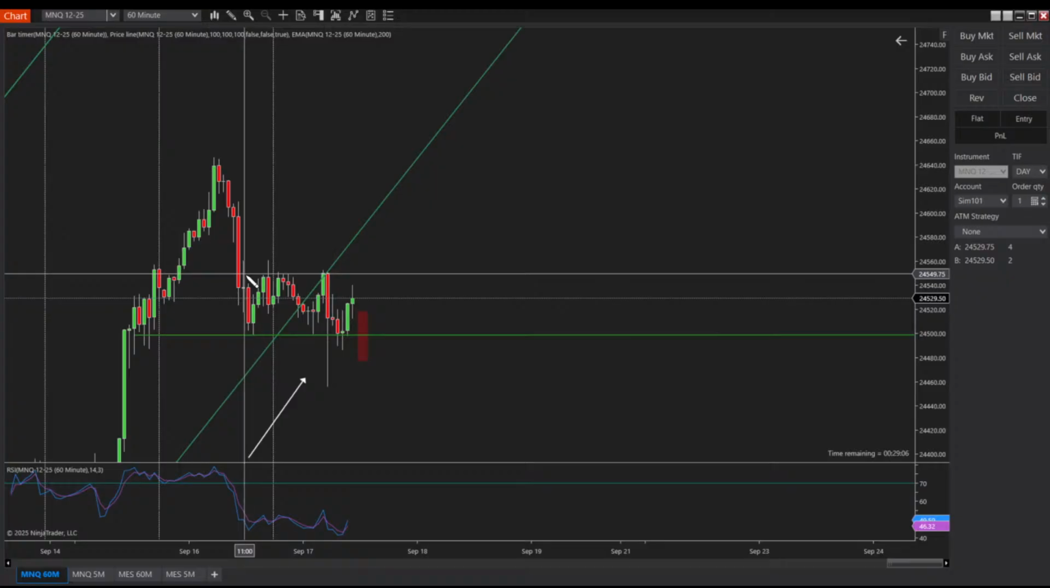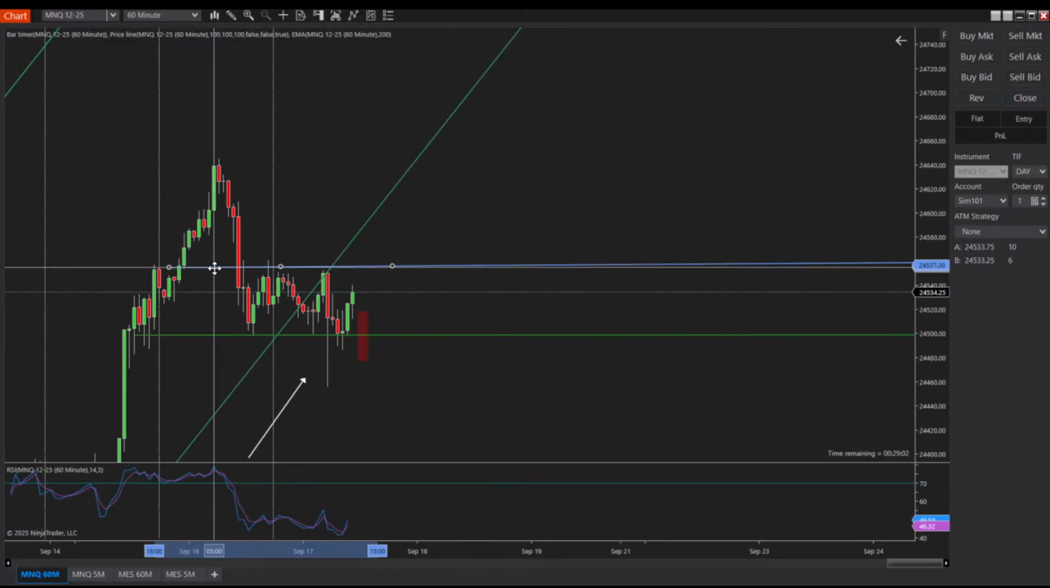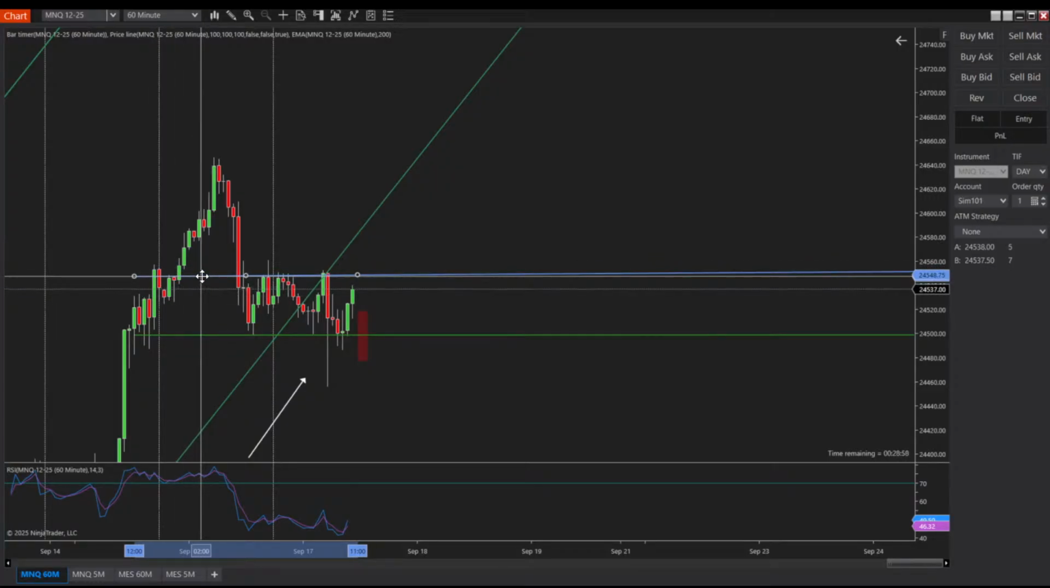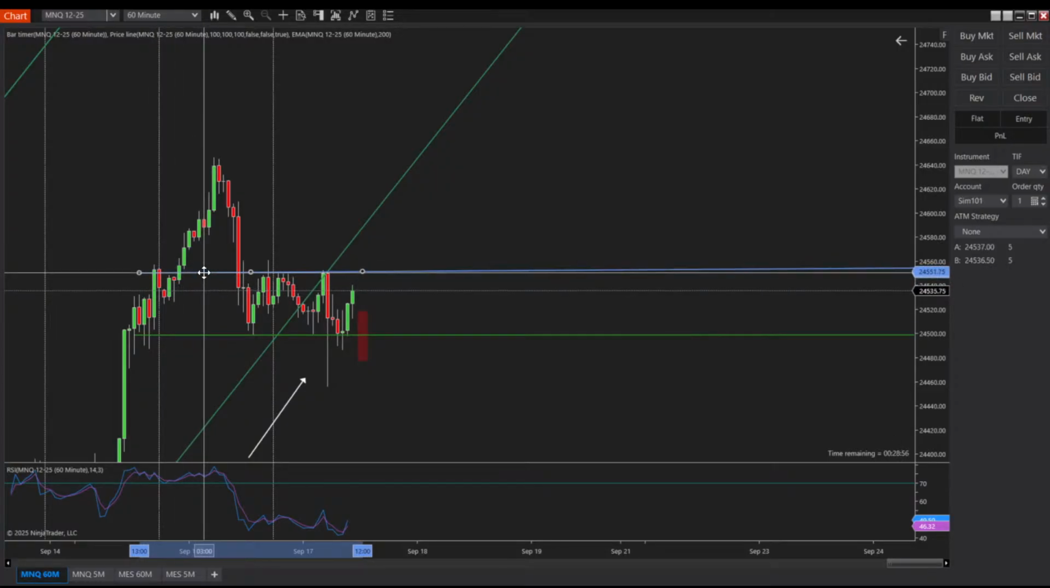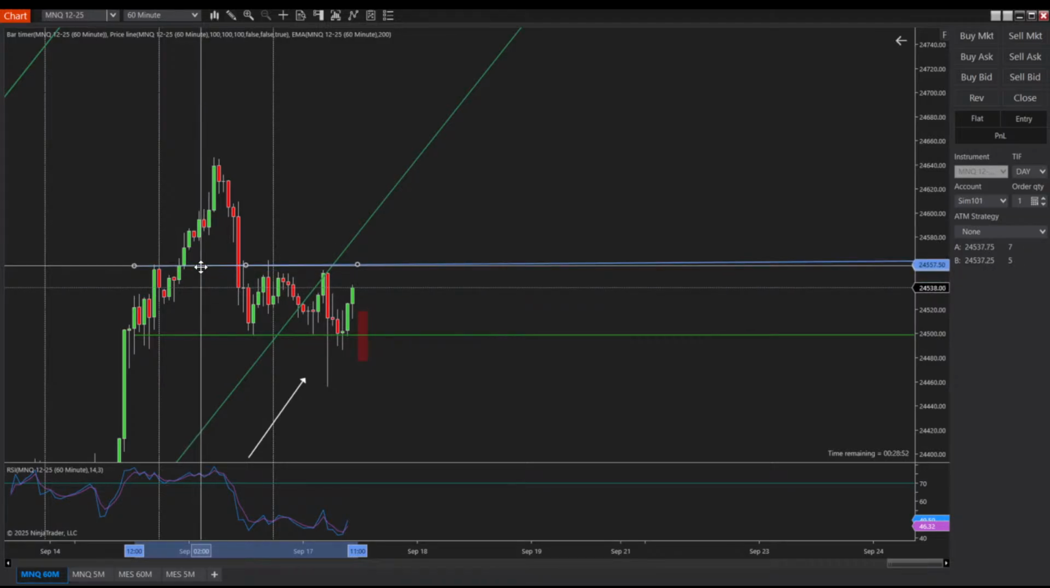We have resistance here. Or we can use this resistance here as well as part of it. And we can go here with it. Doesn't have to be perfect. Just try to get it the best you can. Let's just go here with it.